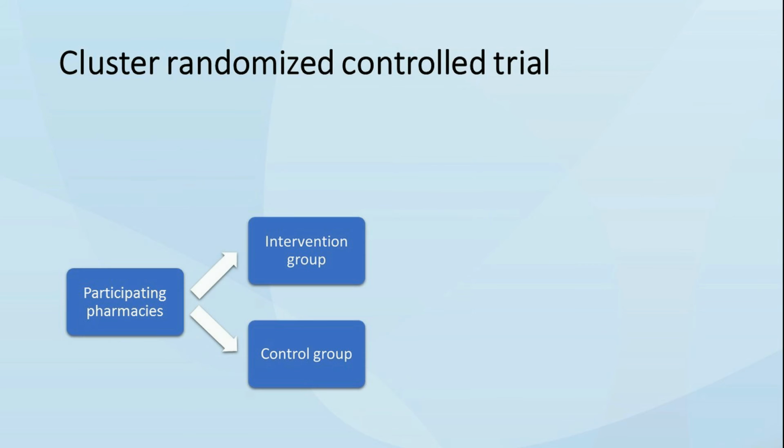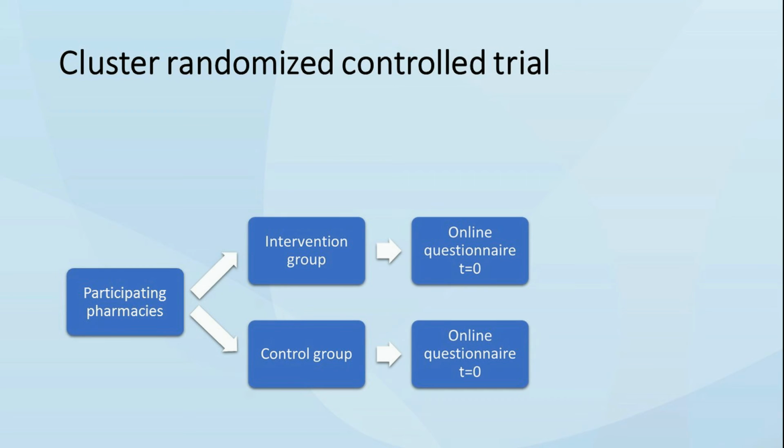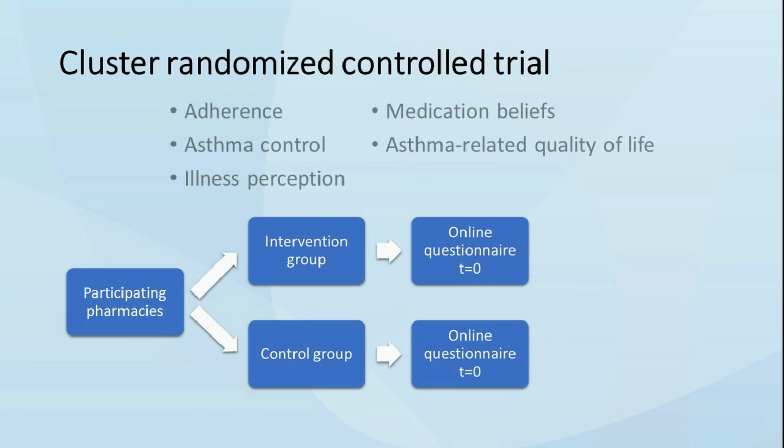The ADAPT intervention is tested in a cluster randomized controlled trial in community pharmacies. The participating pharmacies are randomly divided over an intervention and a control group. Adolescents with asthma are invited, and after we receive the informed consent, the first online questionnaire is sent by email. This questionnaire contains questions on adherence, asthma control, illness perception, medication beliefs, and asthma-related quality of life.